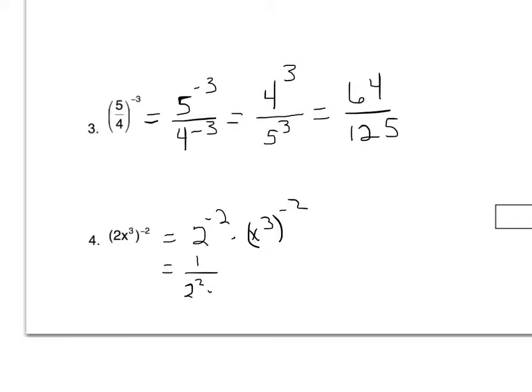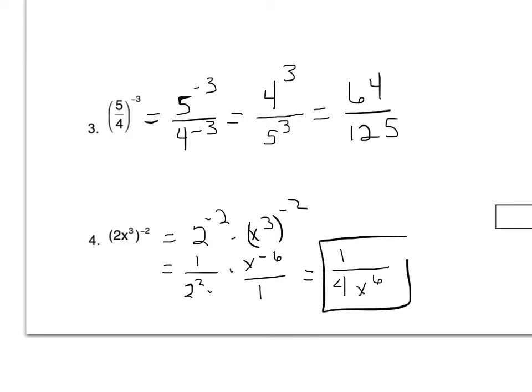times, we're going to have x to the third times negative 2 becomes x to the negative 6, which if I want to get rid of that negative exponent, that's going to mean I have 1 over, now if I clean up 2 to the second power, that becomes 4, and if I change x to the negative 6 so it has a positive exponent, it becomes x to the positive 6 in the denominator. And that would be my simplified answer.